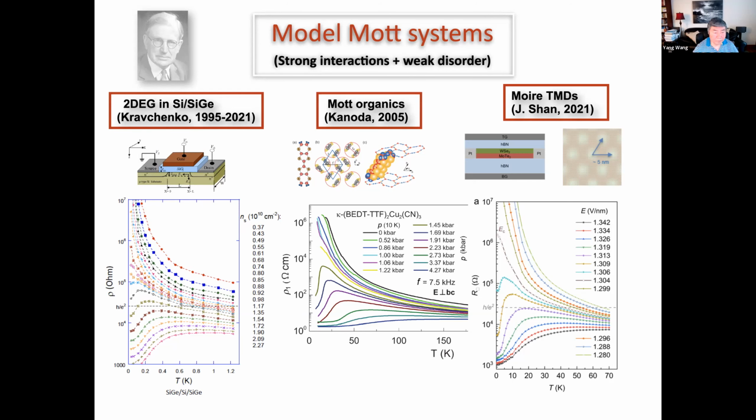And that way you can go through a transition from an insulator to a metal and study its detailed properties. That includes various two-dimensional electron gases and semiconductors, but also more recently discovered quasi two-dimensional charge transfer salts, the so-called Mott organics, and even more recently, a year ago, a new class of transition metal dichalcogenide moiré materials that are in fact fantastic realizations of a single band Hubbard model.